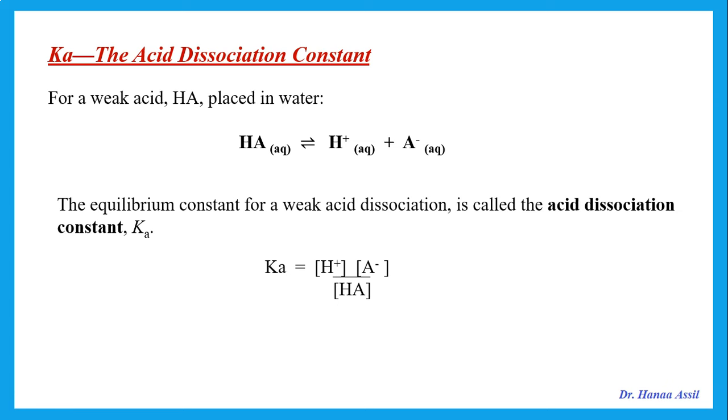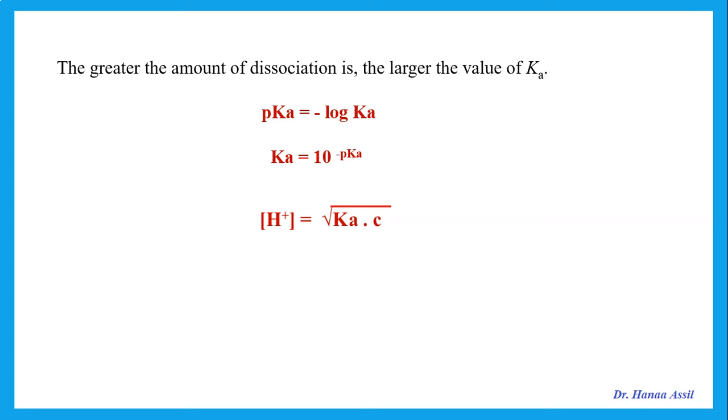Okay, what if we're talking about a weak acid? Now, a weak acid, not all the molecules will dissociate, so we have an equilibrium between the acid and its ions. So equilibrium constant for a weak acid is called the acid dissociation constant, and that is Ka. So Ka is concentration of H plus times A minus over the concentration of the acid. Now remember that the greater the amount of dissociation, the larger the value of Ka. And you should know that P of anything is minus log of that. So pKa is minus log Ka, and Ka is 10 to the minus pKa.